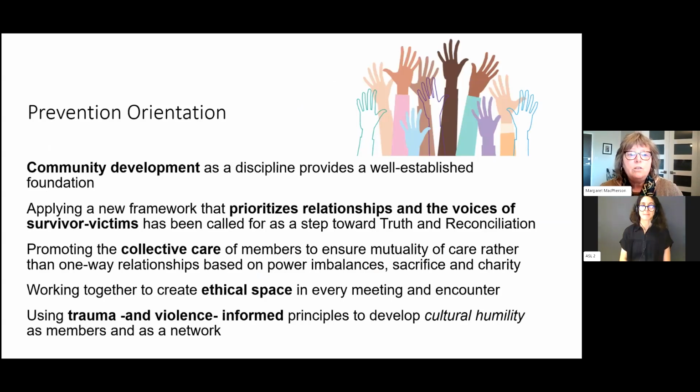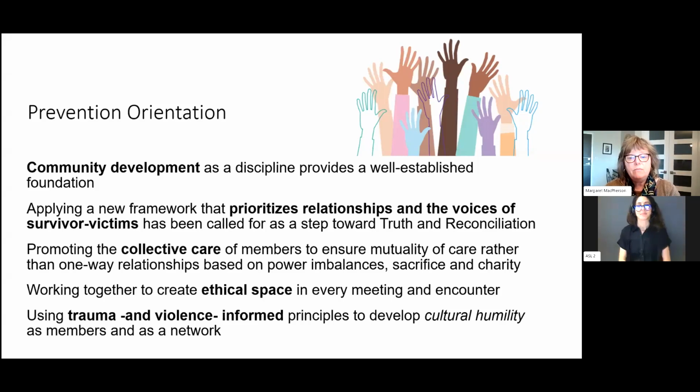So in this section, what we're really talking about is developing an orientation to prevention as a network. There are lots of resources around community development. We point to some. It's a discipline that provides a well-established foundation for how to work together. I also want to point to the Missing and Murdered Indigenous Women and Girls report that came out a few years ago, and the call to action that prioritizes relationships and the voices of survivor victims. It's a way for us to take a step toward truth and reconciliation with this new framework, privileging our relationships in all of our encounters.